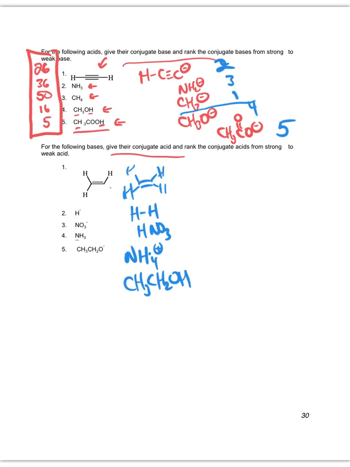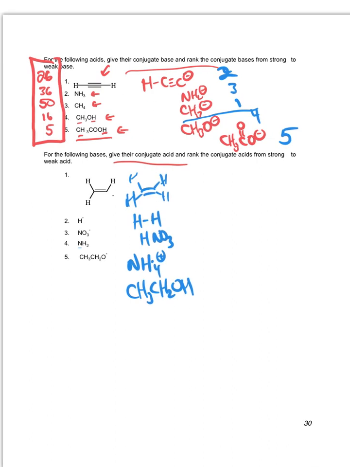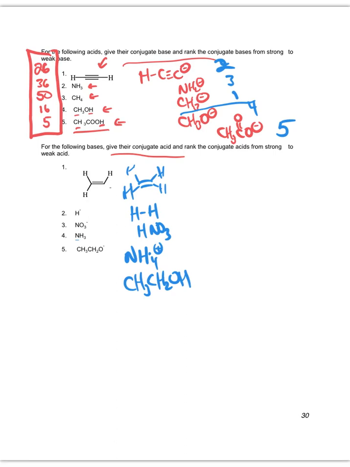we rank the acids from strongest acid to weakest acid. Now of these, we know the middle one, nitric acid, is an acid, so it's obviously going to be number 1. So it has a pKa somewhere around -1.